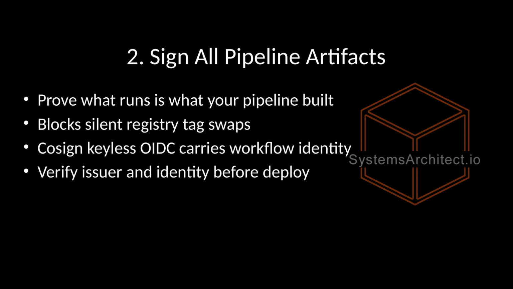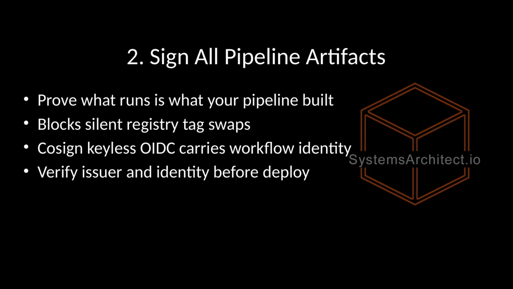Second, sign all pipeline artifacts. Signatures on container images, Lambda packages, and binaries prove the thing you run is what your pipeline built and that nothing swapped bytes after the build. Without them, a registry swap of a trusted tag can go unnoticed, as large supply chain attacks have shown when trusted update paths were abused.